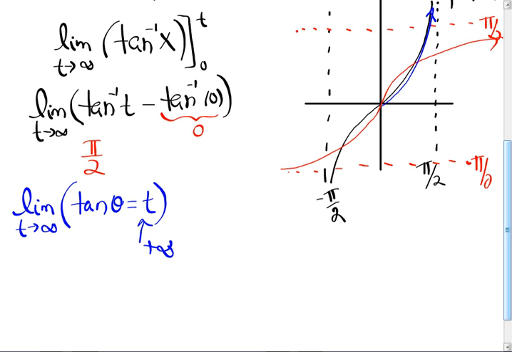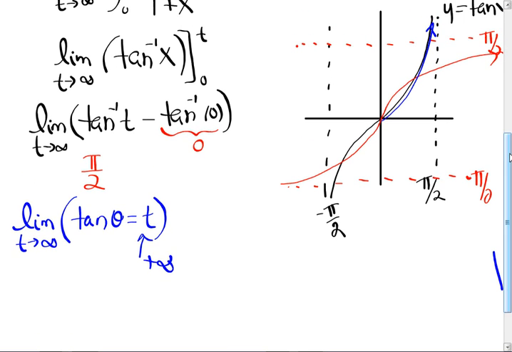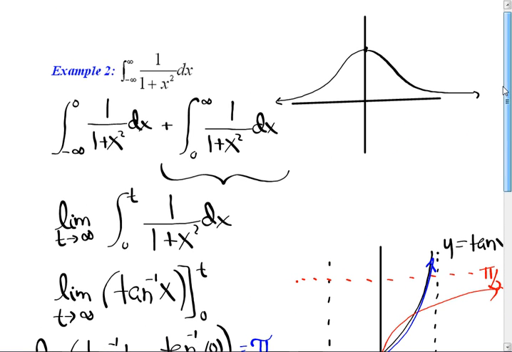But what's the limit then? So what's this limiting value? Pi over 2. How many of these do we have? Because they're both identical, we have 2. So this ends up being equal to 2 times pi over 2. So it's just equal to pi.